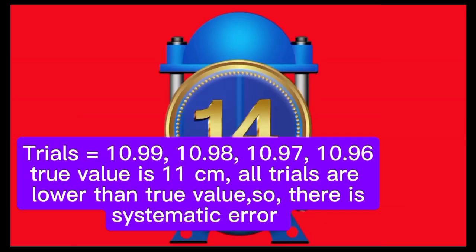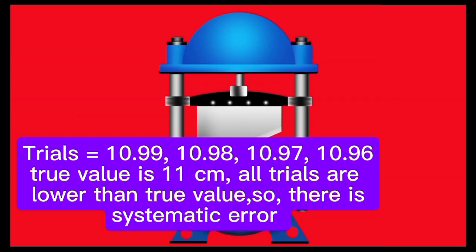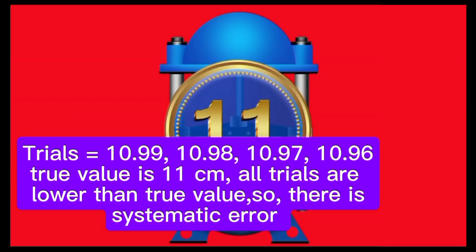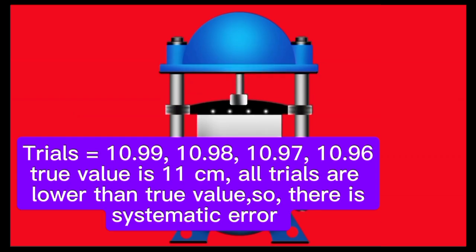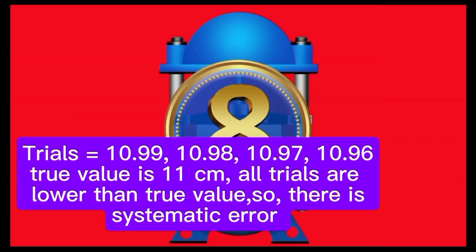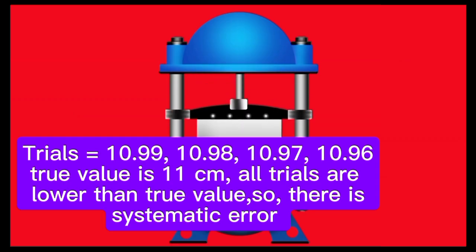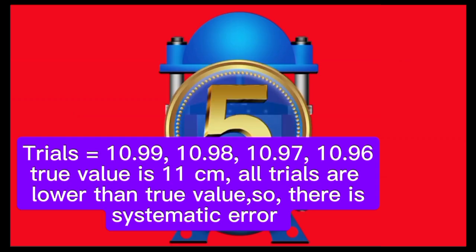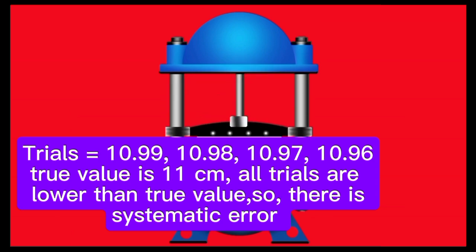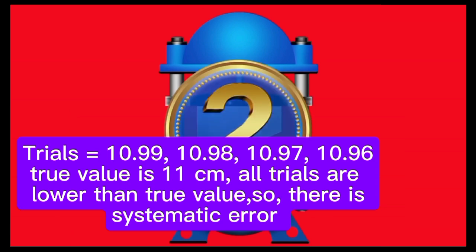We compare with the true value. The true value is 11 centimeters. All 4 results are lower than the true value. So there is a systematic deviation. All the trials are lower than the true value. So this measurement has a systematic error.